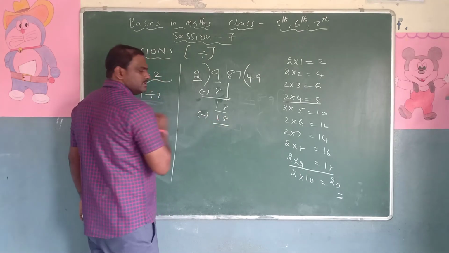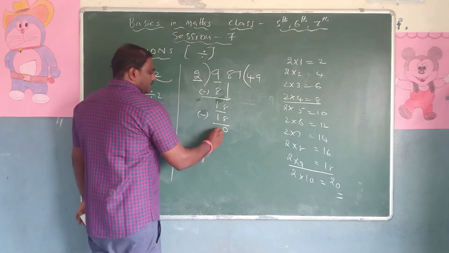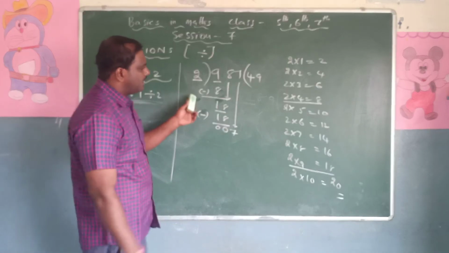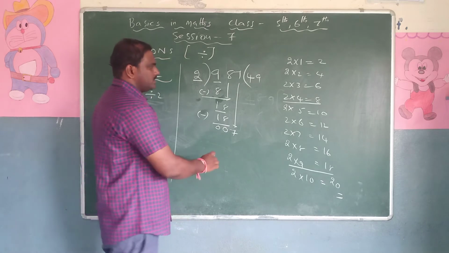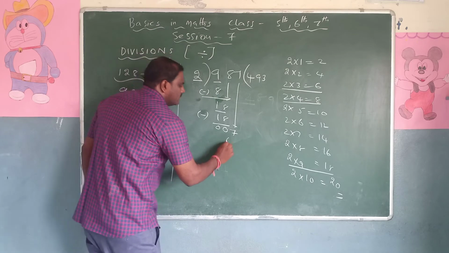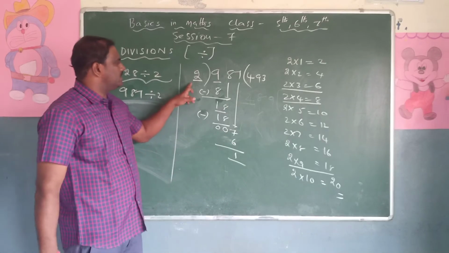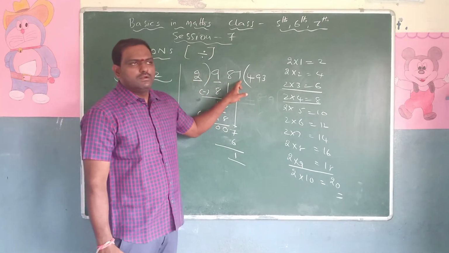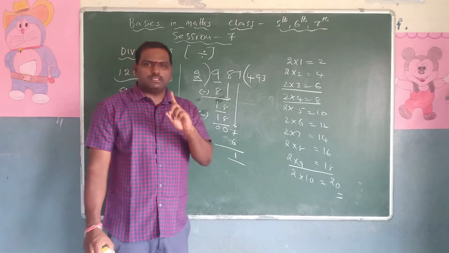Next, subtraction: 8 minus 8 is 0, 1 minus 1 is 0. Now the borrowing is 7. Again take the 2 table: 2 ones are 2, 2 twos are 4, 2 threes are 6, 2 fours are 8. Which number must be taken? 2 threes are 6. So the remainder is 1. Now what is the divisor? 2. The dividend? 987. The quotient? 493, and the remainder is 1.